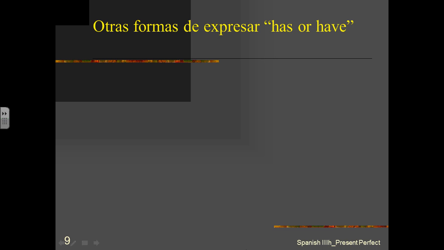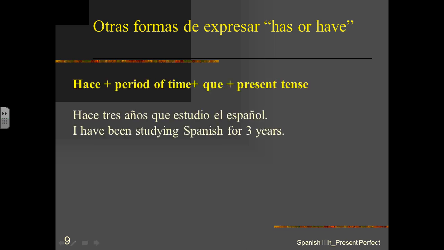Otras formas de expresar has or have. Hace a period of time, que in the present tense. You had this in Spanish too. Hace 3 años que estudio español. I have been studying Spanish for 3 years. It definitely doesn't translate directly. Typically, how I would say this sentence, and you can say it either way, is I would typically say yo. You don't even have to have the yo if you don't want to.